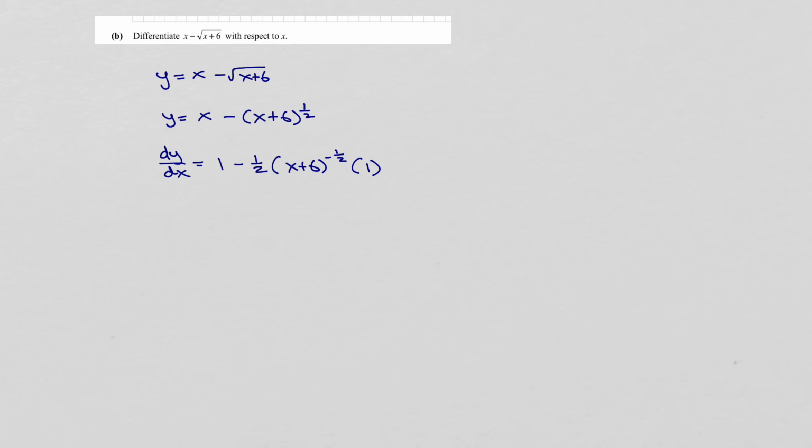So always, it's a function within the function here. So multiply by the derivative of the function within the function. So that is my answer. I'm just going to tidy it up. So that's my first derivative.